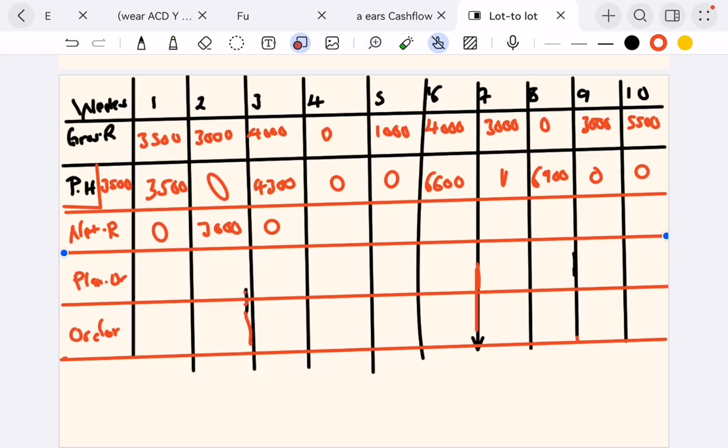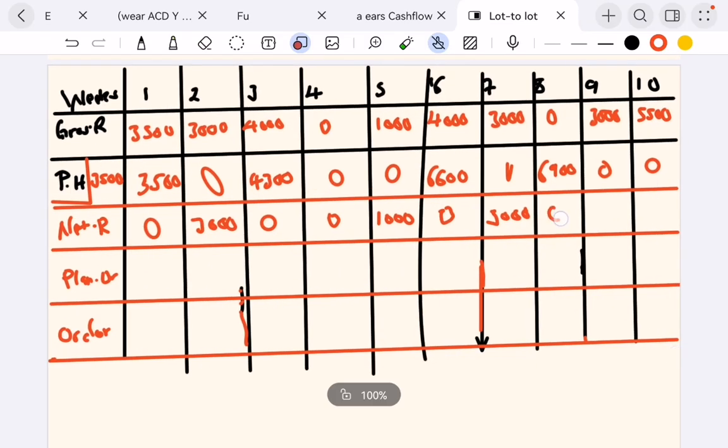Then on week 4 it will be 0, because we don't need anything there. In week 5 it will be 1,000, because we don't have anything projected at hand. In week 6 again what we need is 4,000, so we don't need anything on the net requirement. We've already got 6,000, which is more than enough, so it will be 0. Here it will be 3,000. Here again in week 8 we don't need anything, but we have projected 6,900, so it will be 0. Here it will be 3,000. Then here it will be 5,500. You see that, right?